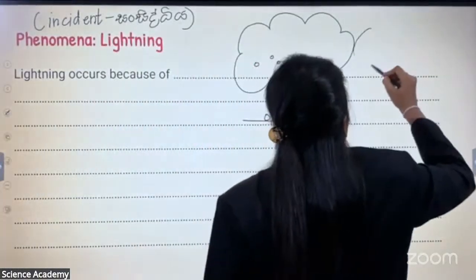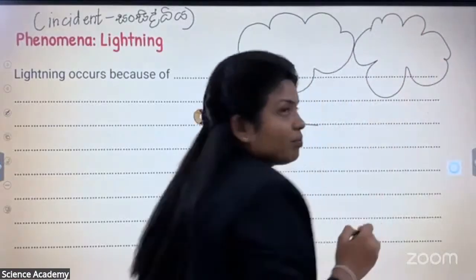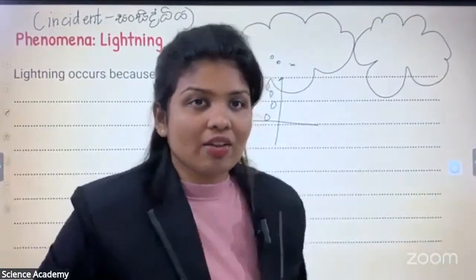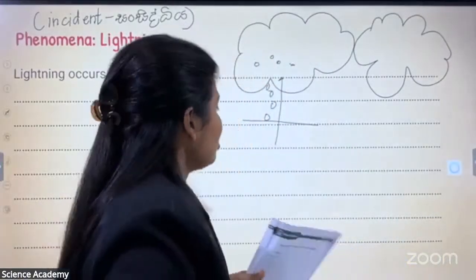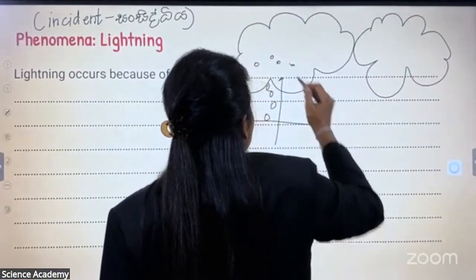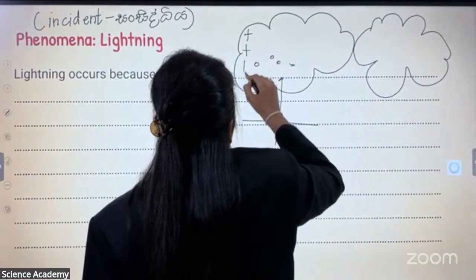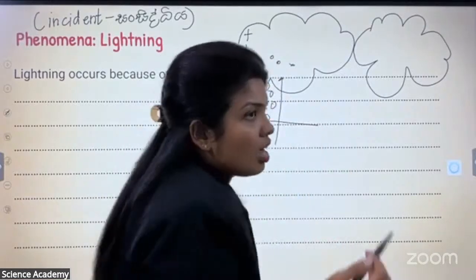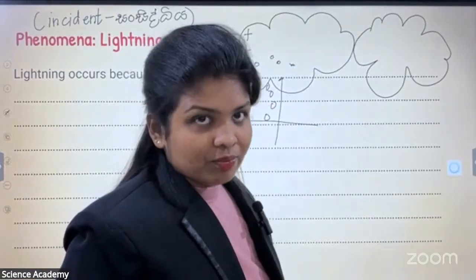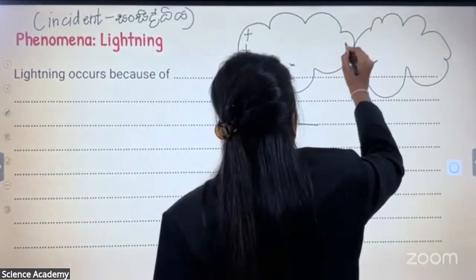These clouds are going to rub with each other. In the sky, clouds rub each other. So what will happen, children, because of this rubbing? From some areas, electrons are removed, and some areas gain electrons.